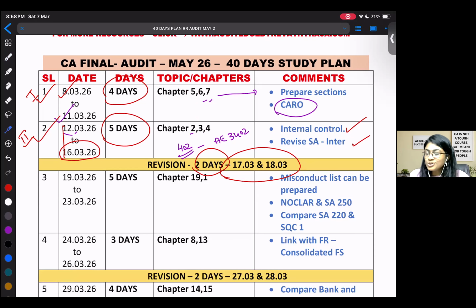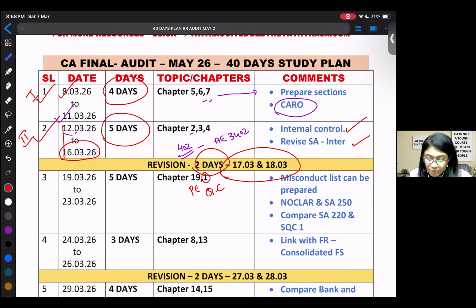Now going to the hero chapter, which is chapter 19, which is professional ethics. Along with that, I've combined a very small chapter, chapter 1, quality control. Ma'am, why don't we go like this? 1, 2, 3, 4, like that chapter order. See, why I've put it like this.